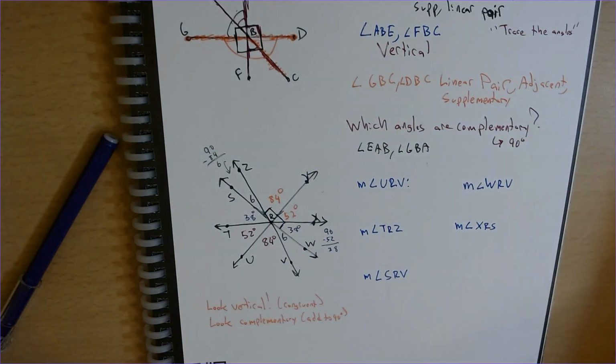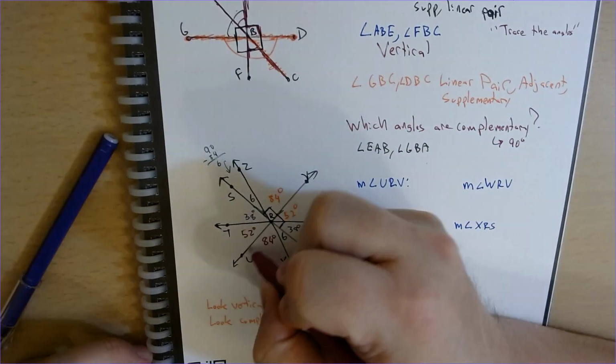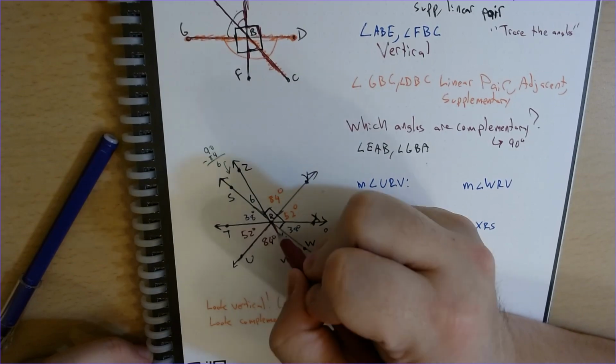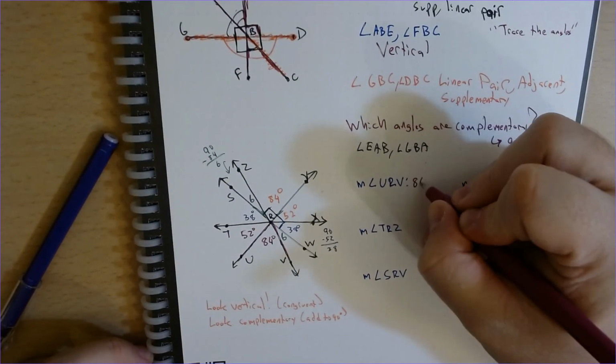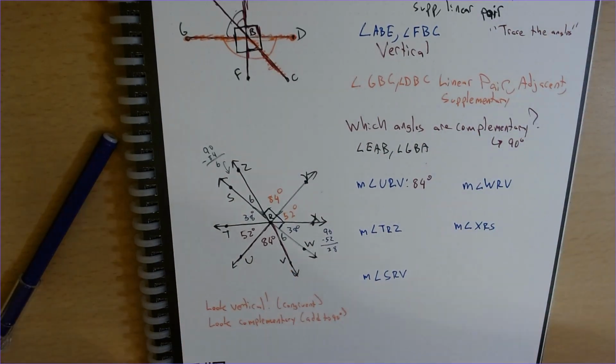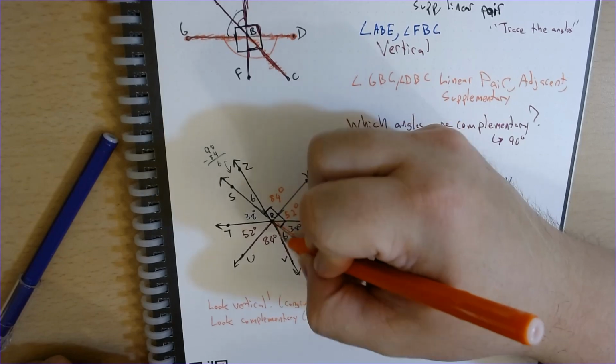Okay. Now, just trace. U, to R to V. And what's exactly between that is 84 degrees. Okay, WRV. W to R to V.